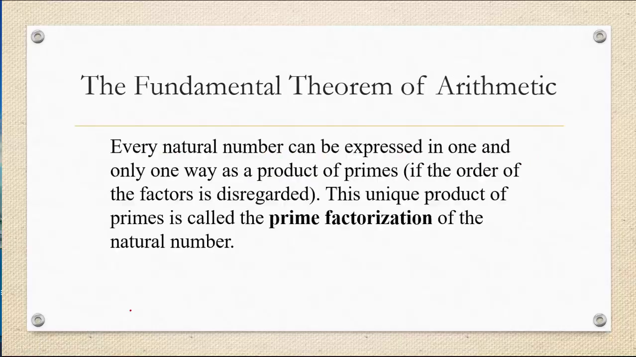The fundamental theorem of arithmetic says that every natural number can be expressed in one and only one way as a product of primes, if the order of the factors is disregarded. This unique product of primes is called the prime factorization of the natural number. For example, the number 6 can be written as the product 2 times 3, where 2 and 3 are prime numbers, whereas the number 24 can be written as 2 times 2 times 2 times 3, or using exponential notation, 2 to the third times 3.